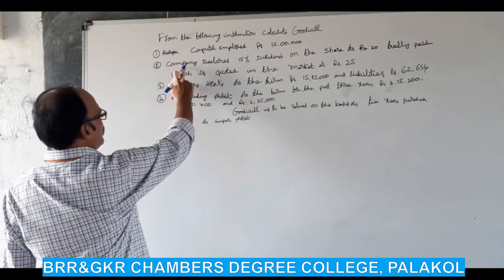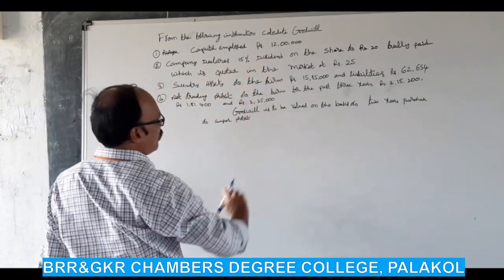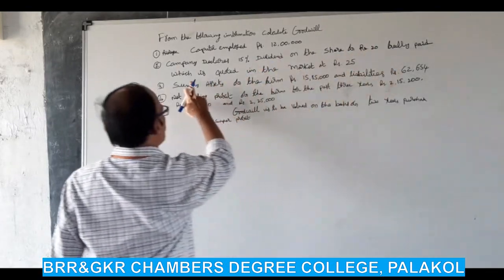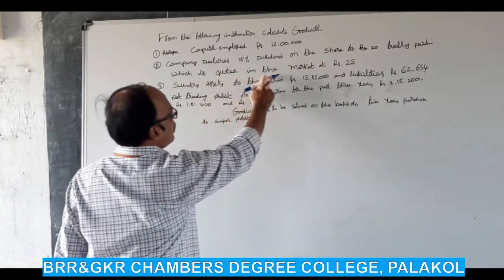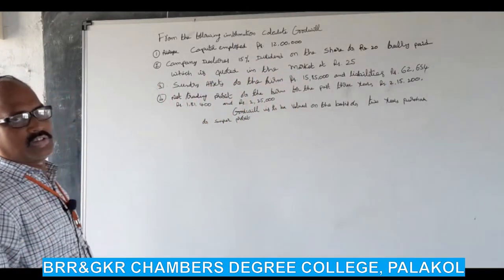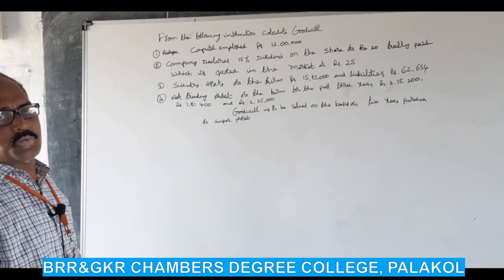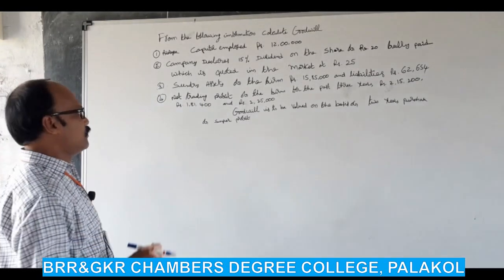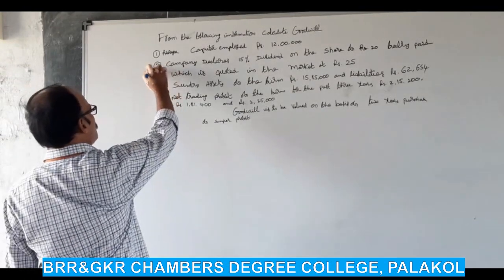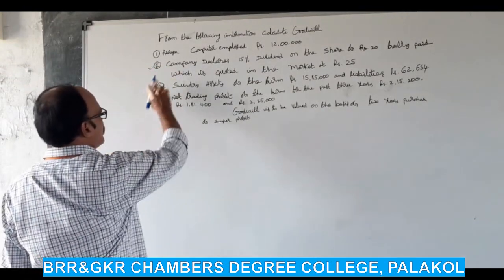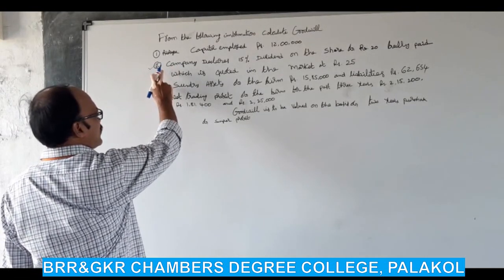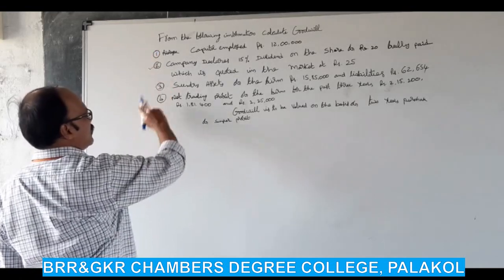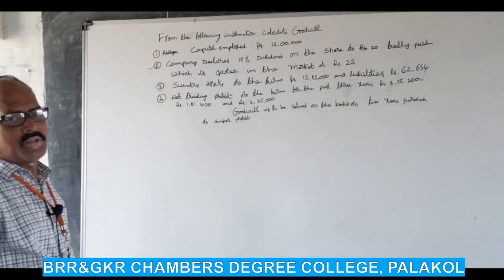Next one. Company declares 15% dividend on the share of rupees 20 fully paid, which is quoted in the market at rupees 25. The expected rate of return is not directly available in this problem. For this purpose, this information is very useful for calculation of expected rate of return, at the time of calculating normal profit.